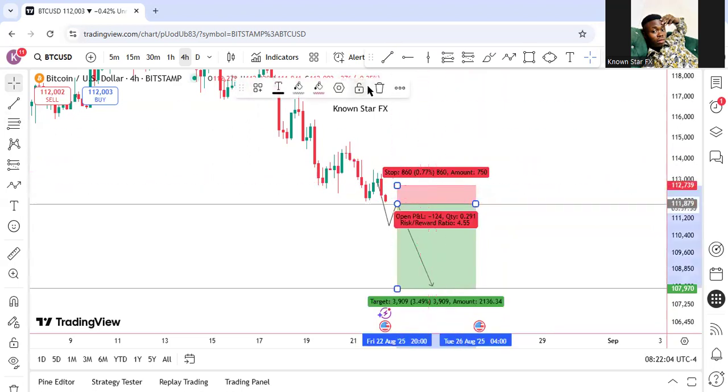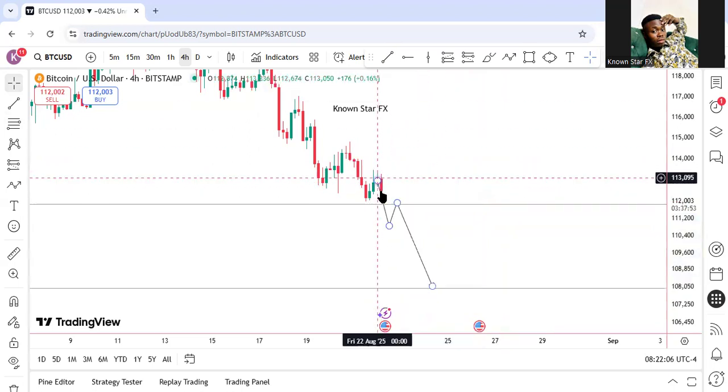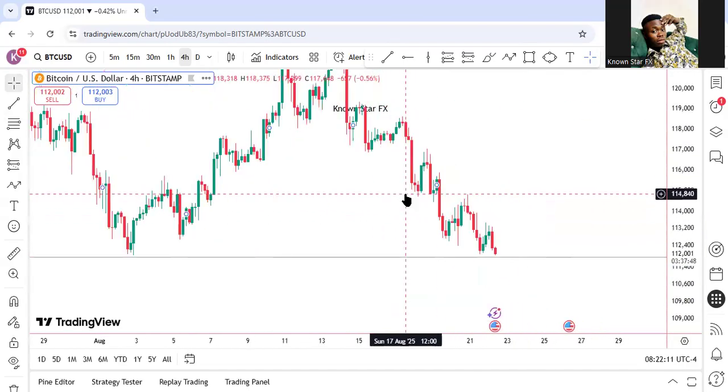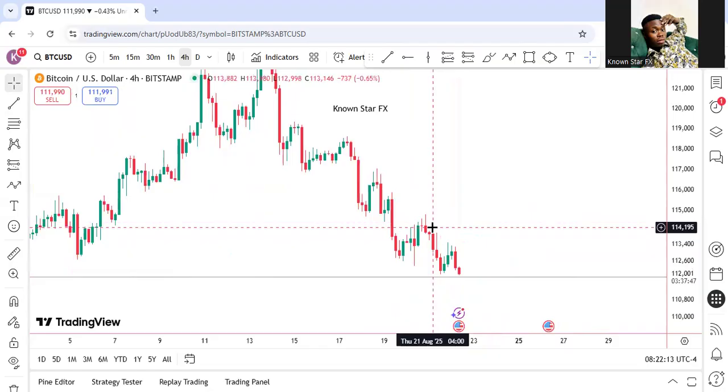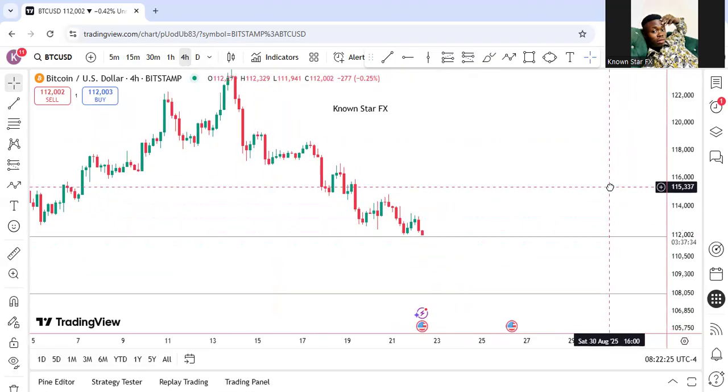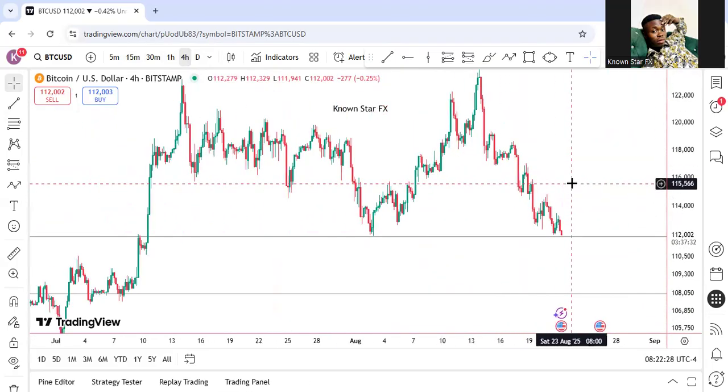So let's go down to the lower time frame and try to see what's actually going on. Like I said, the daily time frame is telling you a particular action, the 4 hour time frame is telling you a particular action, the 1 hour time frame is telling you a particular action, the 15 minutes is telling you the same thing. Then you do what? Try to look for levels to actually get your entry from.